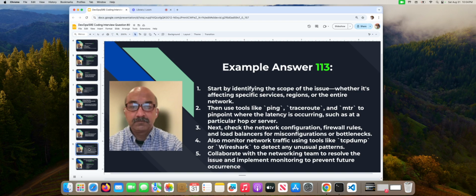Once you have that, then you can go forward and look into firewall rules. Maybe there is some kind of hardware issue, or a misconfiguration or something like that, that's impacting only that part of the network, right?